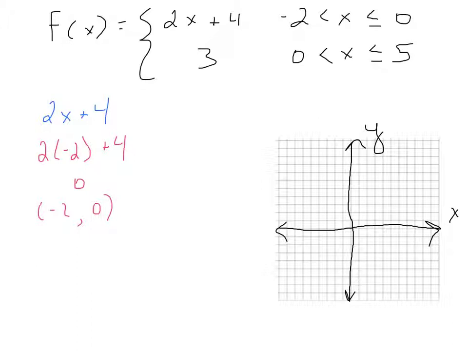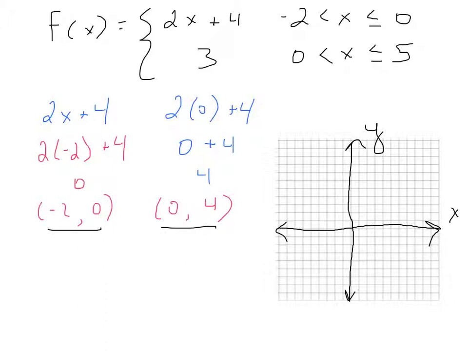Similarly, I'm going to plug in 0 for my x, since that's the other part of my domain. And 2 times 0 is 0 plus 4. So when I plugged in 0, my output was 4. So the 2 points that I'm left with are the endpoints of my segment 2x plus 4. So I'm just going to graph them.